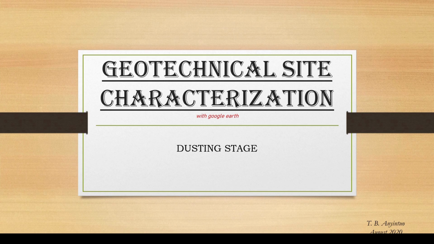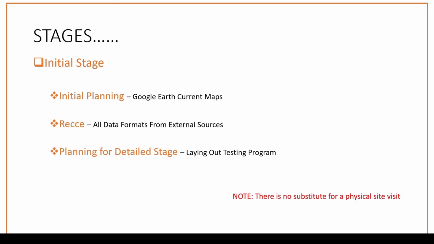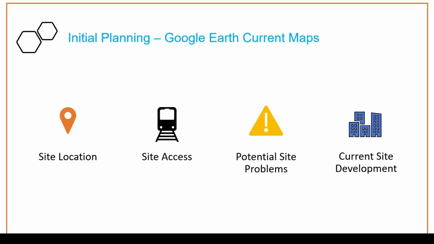And this is the third of the Google Earth tutorial series that we've been looking at. If you remember, we've been trying to use Google Earth to help us carry out the initial stages of site characterization. In the last tutorial, we focused on Google Earth current maps, and we said there is information you can pull from just looking at the current maps to help you with site location, checking site access, looking for potential site problems, and also looking at current developments on your site.